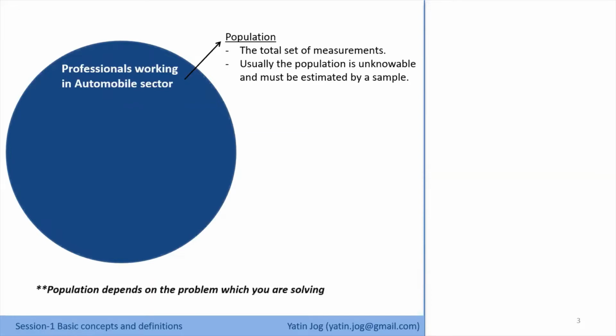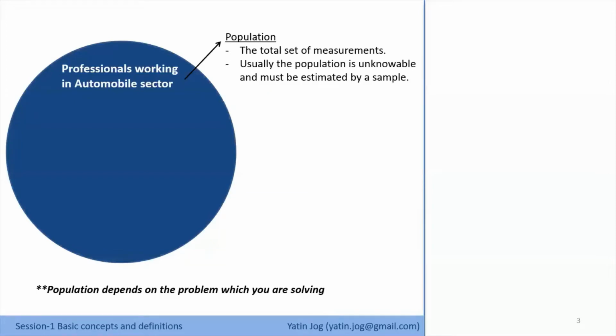So the next definition is sample. But before going to that definition, I told you that the important statement is population depends on the problem which you are solving. Suppose my problem is to find the average salary of professionals working in the automobile sector, every individual who is in the automobile sector on this earth becomes part of my population. But if I change my problem definition to calculating the average salary of professionals working in the automobile sector in India, my population changes to only the individuals who are working in the automobile sector in India. So always, the problem definition defines the population.